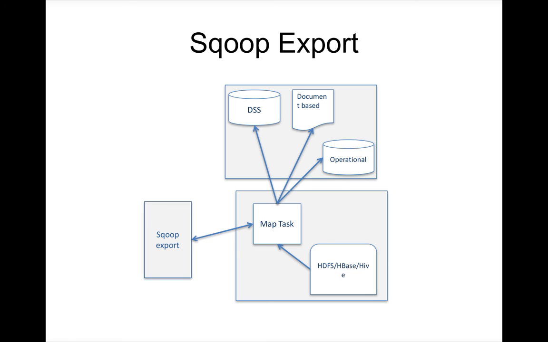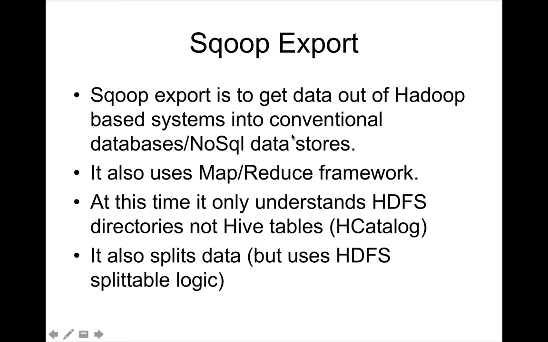When it comes to Sqoop export, the map tasks that are generated as part of the Sqoop export job will read data from HDFS and write into the target databases. So Sqoop export is to get data out of Hadoop based systems into conventional databases or NoSQL data stores. It also uses MapReduce framework as Sqoop import. At this time, it only understands HDFS. So this is the limitation.